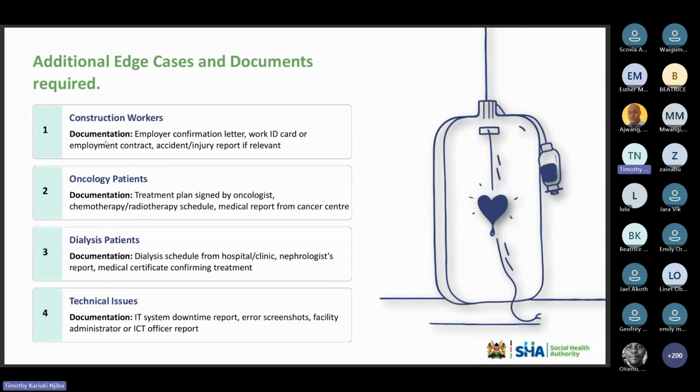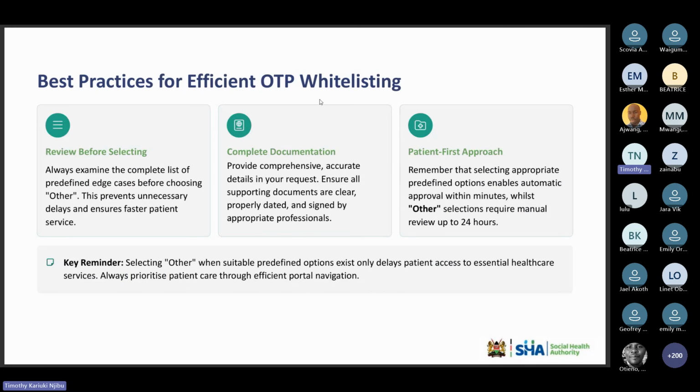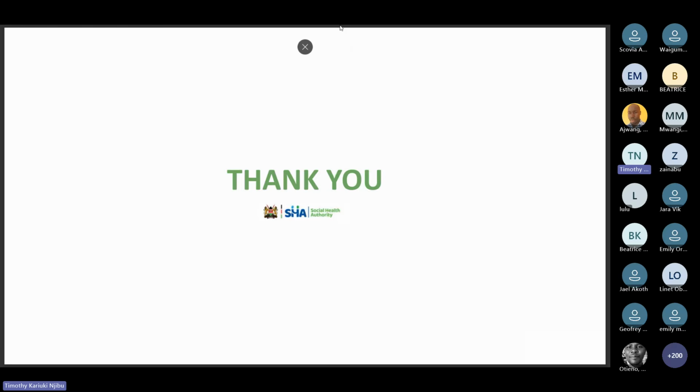We have people who have finger challenges due to construction, due to oncology. We have dialysis patients. Then sometimes when there are technical issues and you are unable to use biometrics, you also do the same. So best practices, just review the reason before submitting, and then you try to request them to follow up. You can request them to call 147 if you feel like the 24 hours will not be of service to them. You can request them to escalate so that they can be assisted quicker.